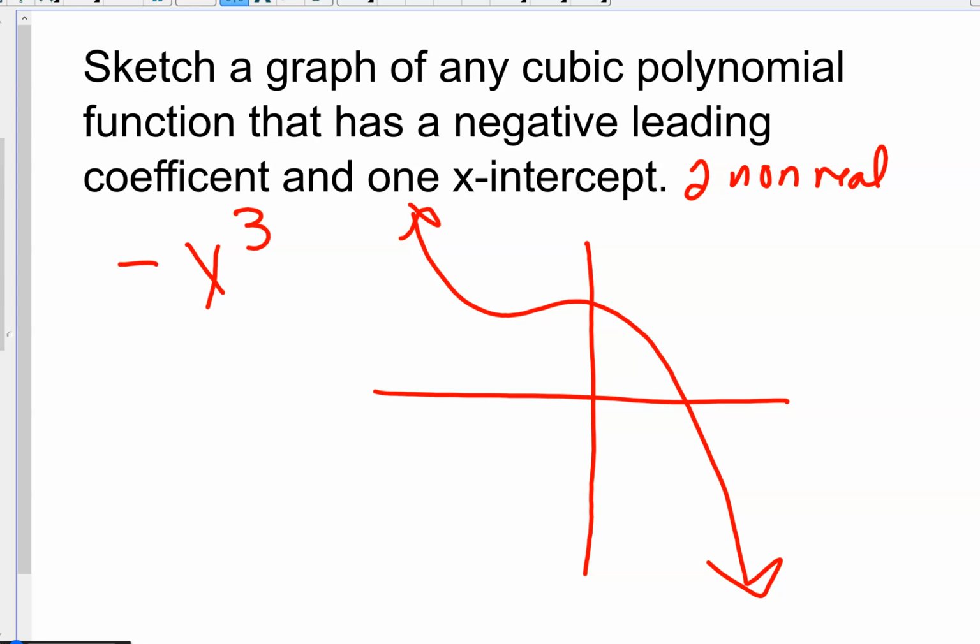So it's negative, the ends are going in opposite directions. It's going to negative infinity on the right side. Here's my one x-intercept. And it can look anything similar to this with those characteristics.